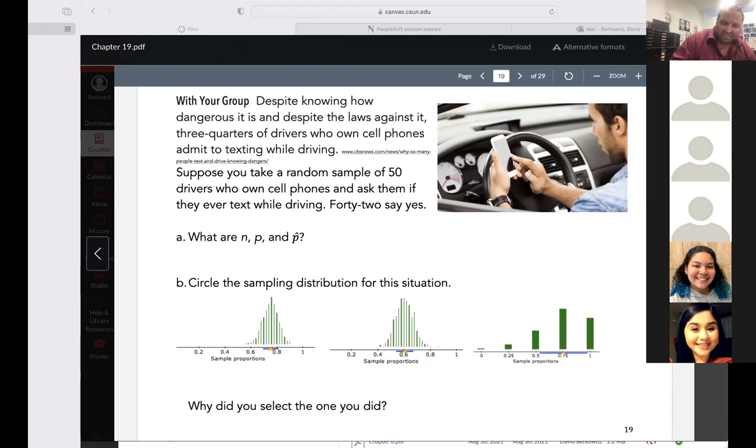So what is N in this example? The letter N that we've been using for this chapter. What is the value of N in this example? 50. N is the sample size. We asked 50 people, and that is the size of my sample. What is P hat in this example? And what is P in this example? Either one of them. What is P and what is P hat?